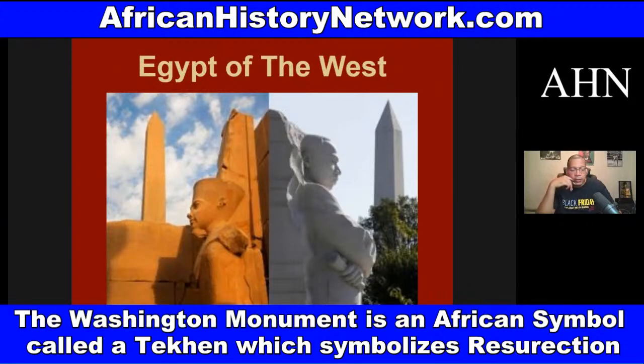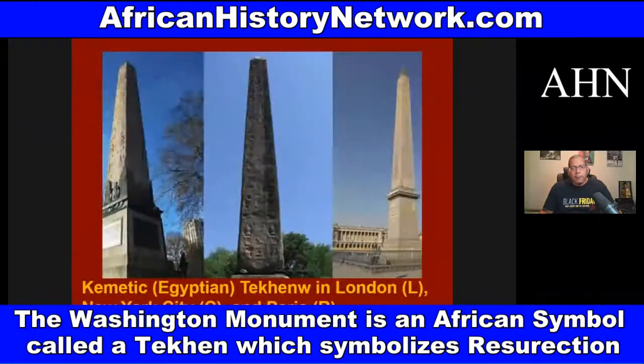And here we see the Tekken, which the Greeks called an obelisk. And we know there are approximately 1,200 Tekkenu, for plural, in ancient Kemet. And this is a symbol of resurrection coming from the mythology of Asar, Aset, and Heru, who the Greeks called Osiris, Isis, and Horus. And the Washington Monument is a Tekken also. We know George Washington was a Freemason. The Washington Monument is a Tekken, it's 555 feet tall.